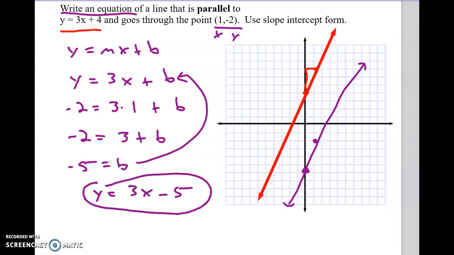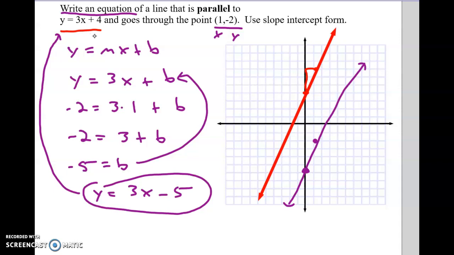Okay, so if we compare this to our original line way back up here, they're parallel because they have the same slope, and just a different y-intercept because the second line goes through this point. Okay, so I can't stress that enough. There are 2 equations because there are 2 different lines.